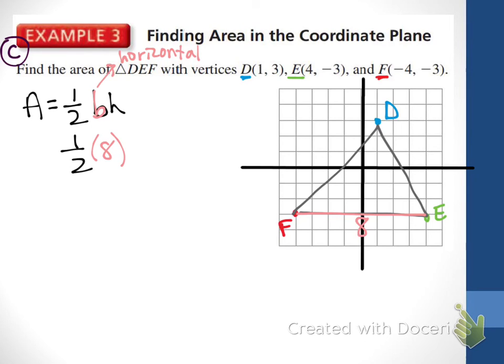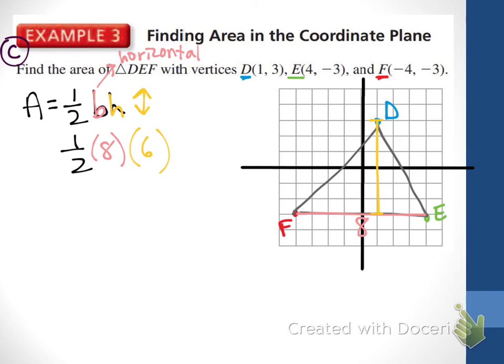The height will be up and down. Give me a second. It'll be up and down. It will not be the length of the diagonals. It's going to be from the very top to the very bottom. So where is the highest point on this shape? D. So you need to figure out how far point D is from the bottom. So yep, you count, and it is 6. Whoever said it. It is 6.